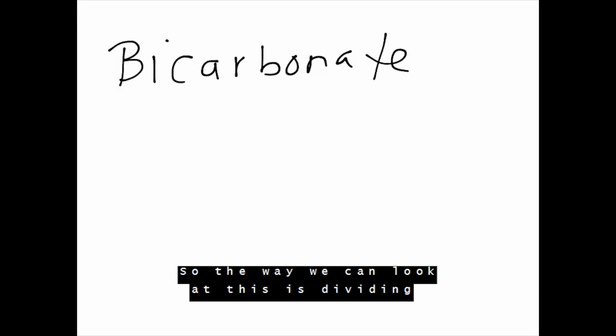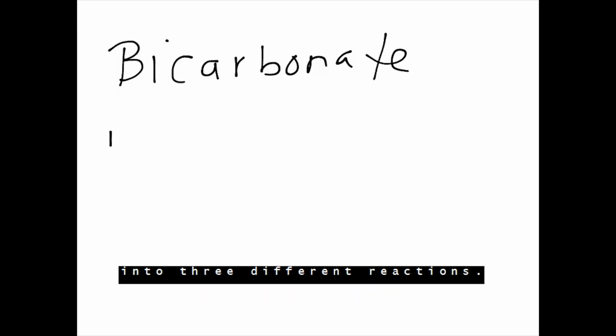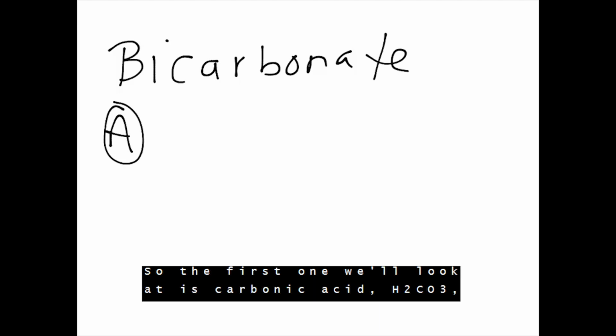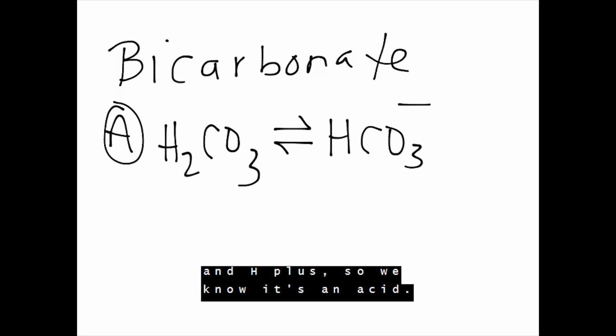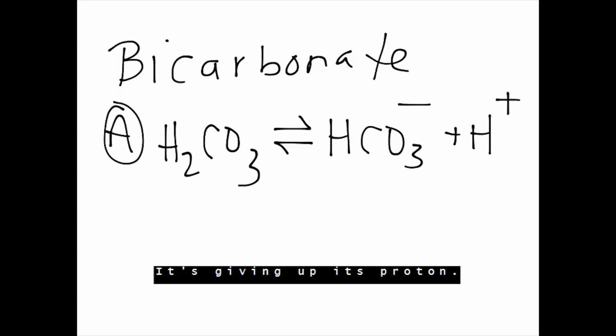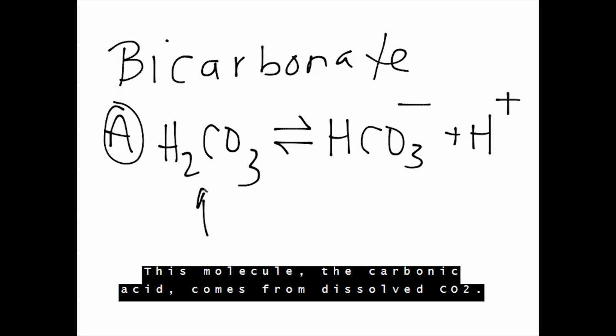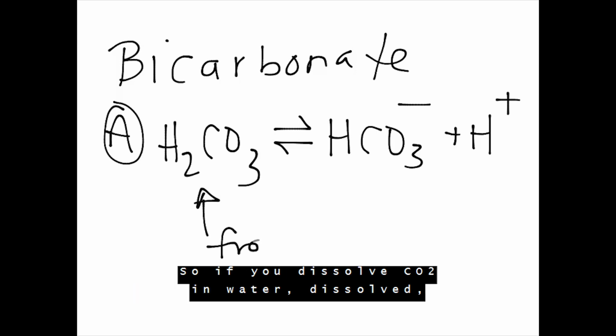So the way we can look at this is dividing it into three different reactions. The first one we'll look at is carbonic acid, H2CO3, which dissociates into bicarbonate, HCO3 minus and H plus. So we know it's an acid, it's giving up its proton. This molecule, the carbonic acid, comes from dissolved CO2.